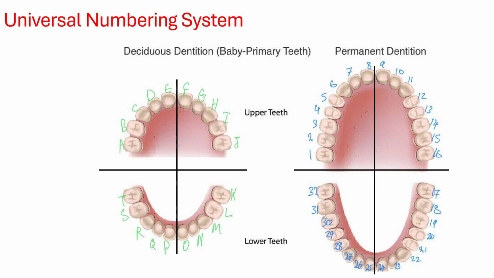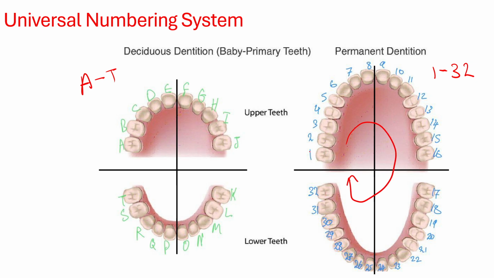Alright, so let's get into the first one, the Universal numbering system. Now, this Universal numbering system uses numbers. For the permanent dentition, it uses numbers between 1 and 32, because there are 32 teeth. And for the deciduous dentition, the primary teeth, it uses letters instead of numbers this time. It uses the letter A to the letter T, and goes in a clockwise manner.